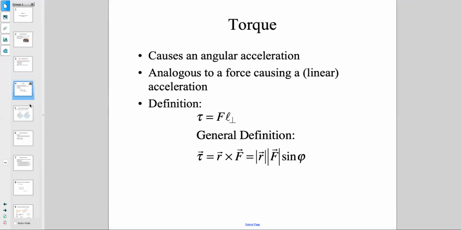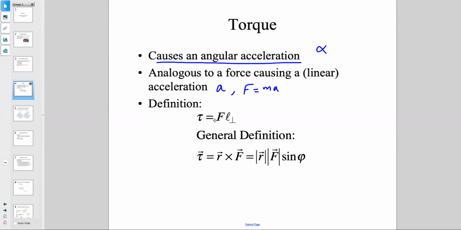So let's talk about torque. It causes an angular acceleration. We remember what the angular acceleration was. It was alpha, right? And it is analogous to a force causing a linear acceleration. We remember what the linear acceleration was. It was a, right? The force causing a linear acceleration was F equals ma. It was Newton's second law of motion.